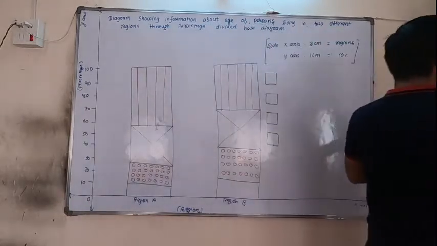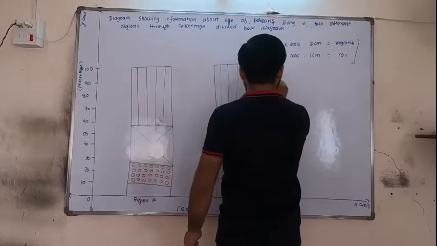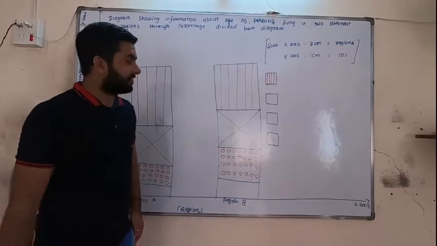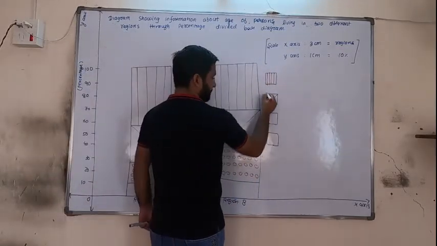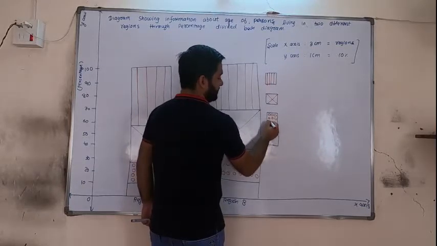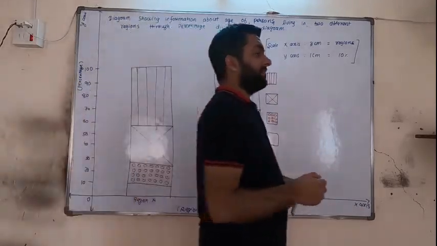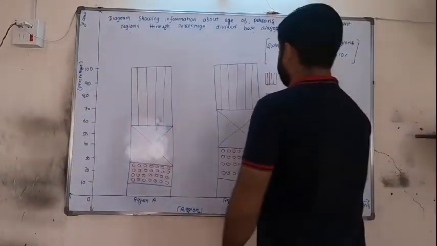Now first highlight. Our first design was lines, so let it be lines. Our second design was cross, so let it be cross. Our third design was bubbles, so let it be bubbles. And our fourth design was empty, so let it remain. Okay.